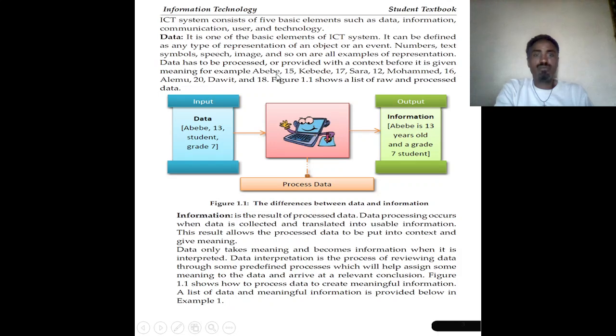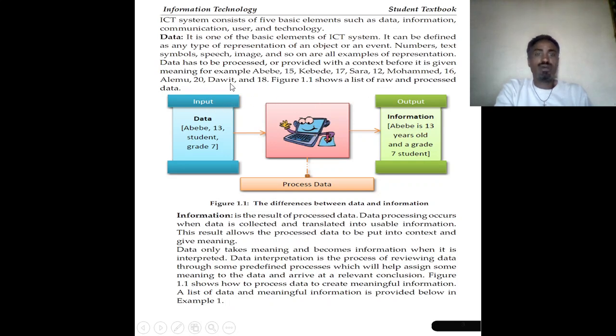For example, Ababa, it is data. 15, it is data. Kabada, it is data. 17, it is data. Sarah, it is data. 12, it is data. Muhammad, 16. Alamu, 20. David, and 18. These are examples of data. By themselves, they have no meaning. They should be processed. The figure shows a list of raw and processed data.